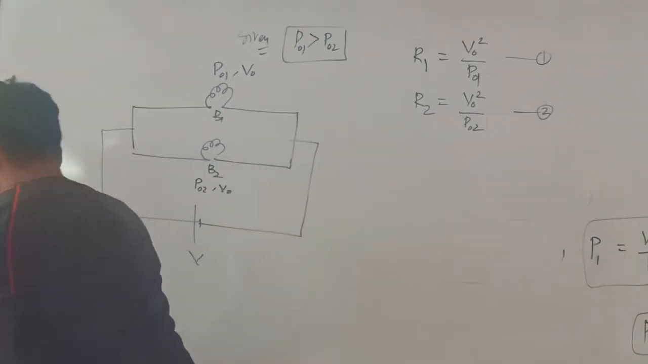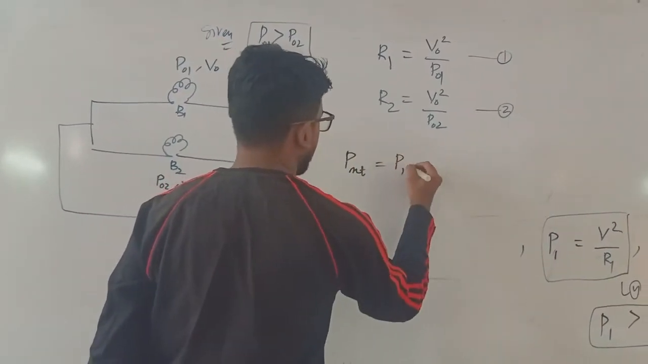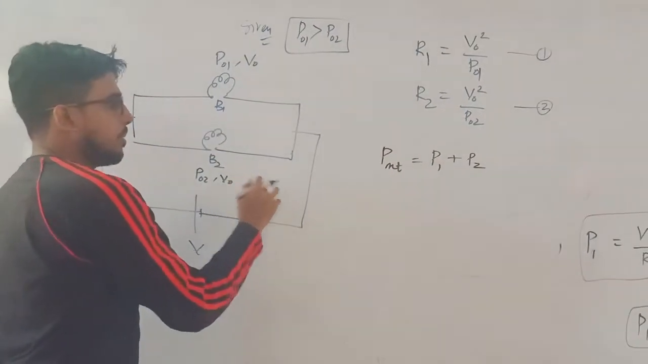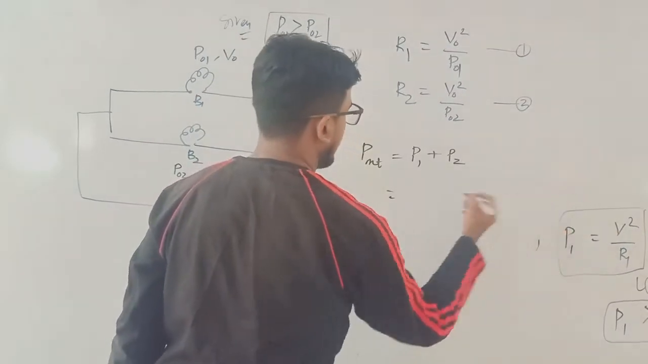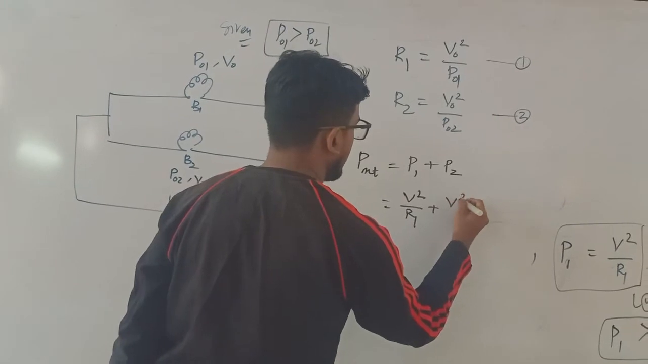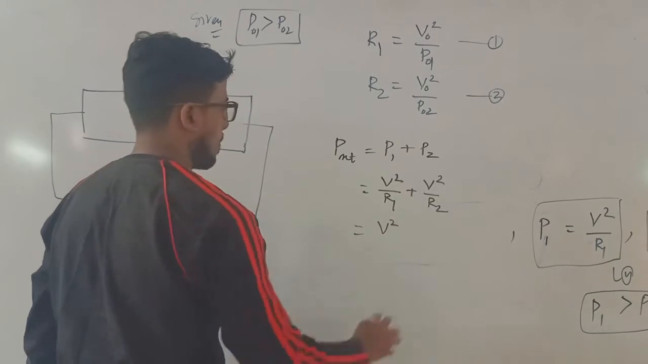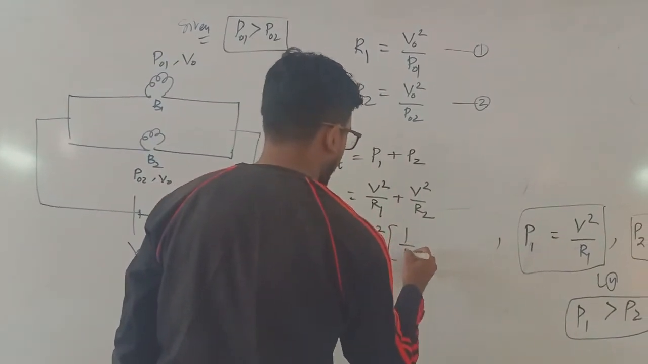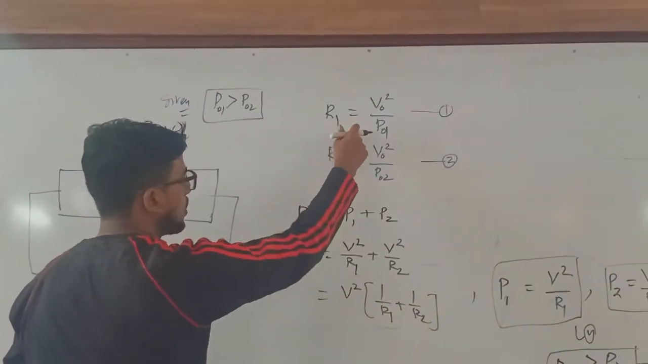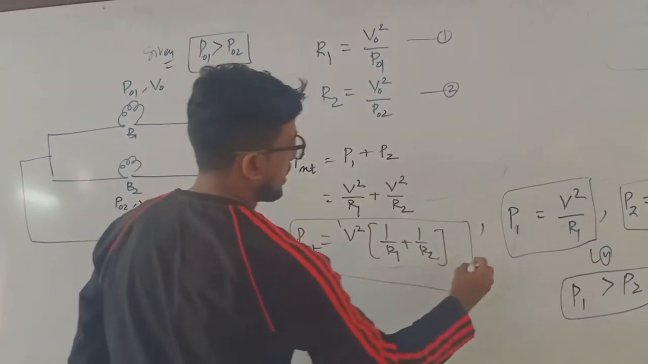So the net power of the circuit will be P1 plus P2. As both the bulbs are connected in parallel, we already calculated P1 and P2 here. So this can be written as V square by R1 plus V square by R2, or as V square into 1 by R1 plus 1 by R2. Let it be equation 7.